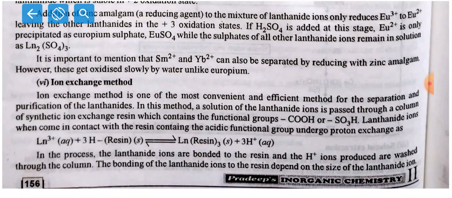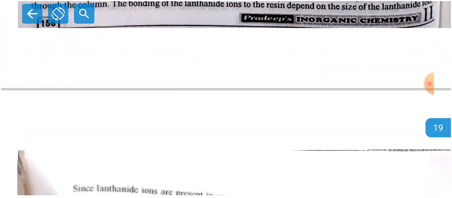Ion exchange method. The ion exchange method is one of the most convenient and efficient methods for the separation and purification of the lanthanides. In this method, a solution of the lanthanoid ions is passed through a column of synthetic ion exchange resin which contains the functional group COOH or SO3H. Lanthanoid ions, when they come in contact with the resin containing the acidic functional group, undergo proton exchange: Ln3+ plus 3H-resin gives Ln-resin3 plus 3H+. In the process, the lanthanoid ions are bonded to the resin and the H+ ions produced are washed through the column. The bonding of the lanthanoid ion to the resin depends on the size of the lanthanoid ion.